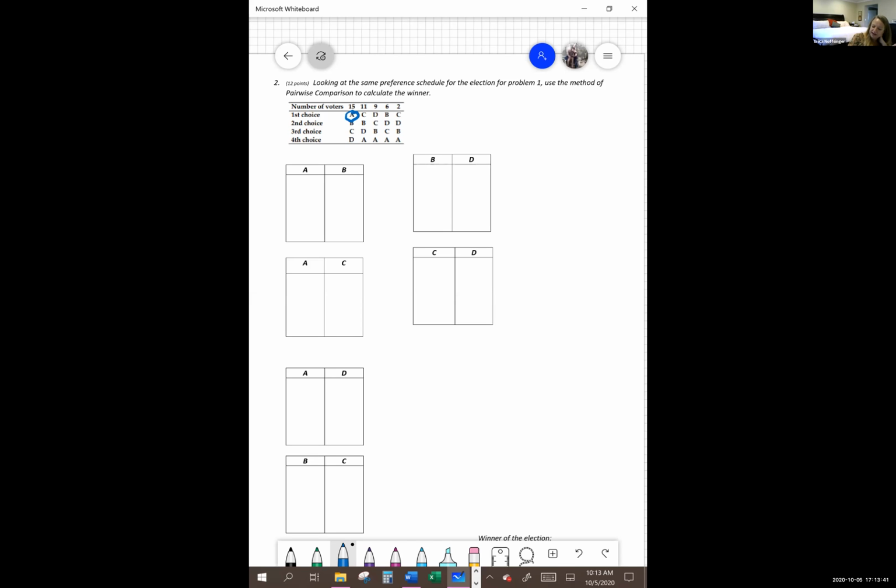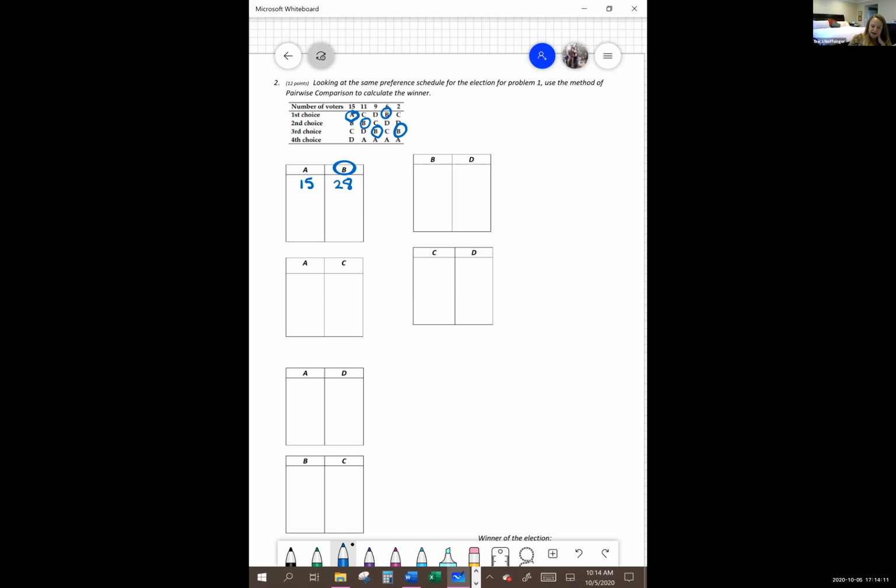So first column, A is ahead. Second column, B is ahead, B, B, and B. So A is 15. I felt like we did this problem already. And B is 11 plus 9 is 20 plus 6 is 26 plus 2 is 28. So B is the winner there.